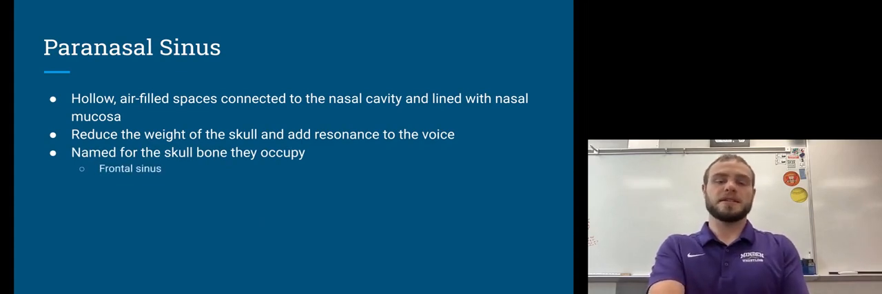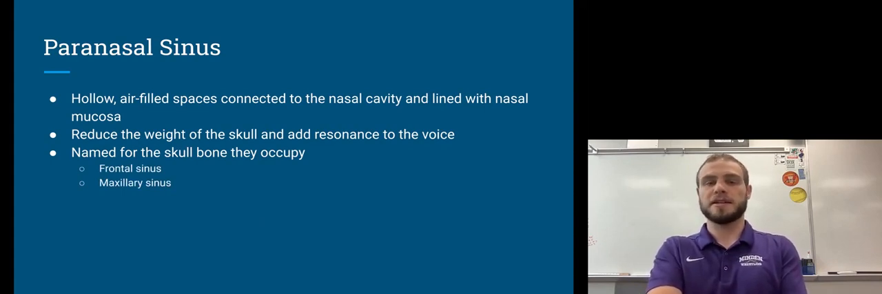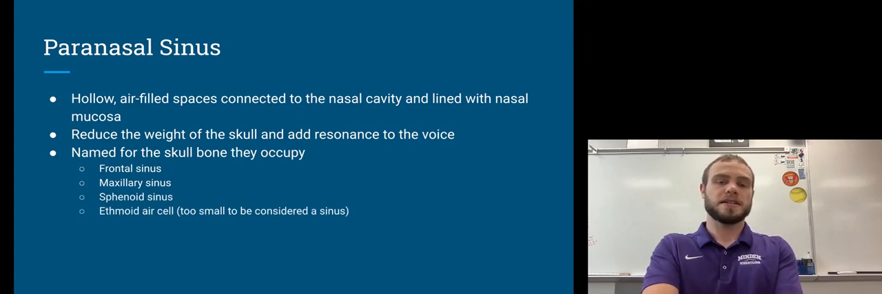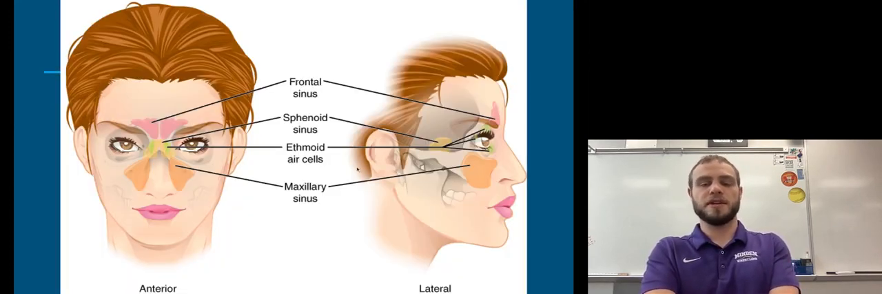The paranasal sinuses are named for the bones that they occupy. So the frontal sinus is in the frontal bone. The maxillary sinus is in the maxilla. Sphenoid sinus in the sphenoid. And your ethmoid air cells, which we mentioned earlier, are not really a sinus. They are air cells. They are connected to the nasal cavity. So depends on who you're talking to on if they count.